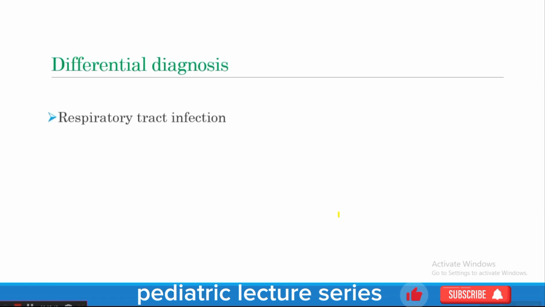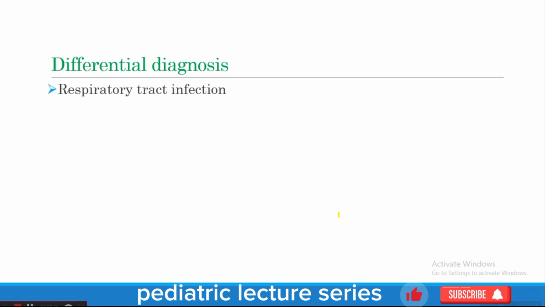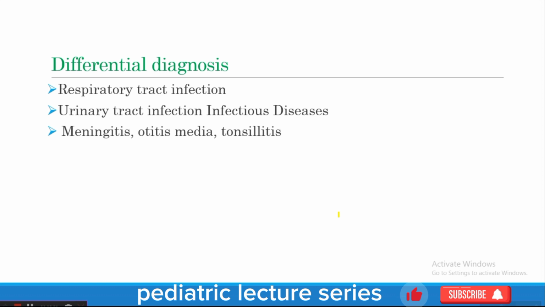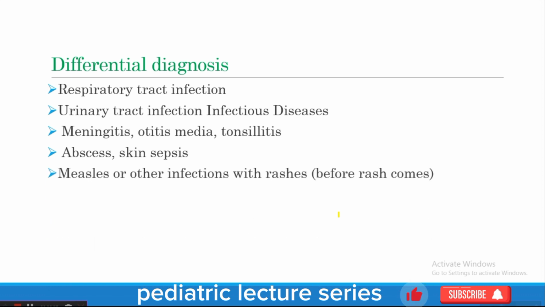So what are our differentials? For example, pulmonary edema may be due to respiratory infection. Also, you have urinary tract infection that can cause the urine changes that we saw. Then meningitis, of course, may cause deep coma, but we present with signs of meningeal irritation. Also, skin abscess. This may be the cause of spontaneous bleeding. Then you also have measles. These or other infections with rashes, before the rash comes out, present with fever.